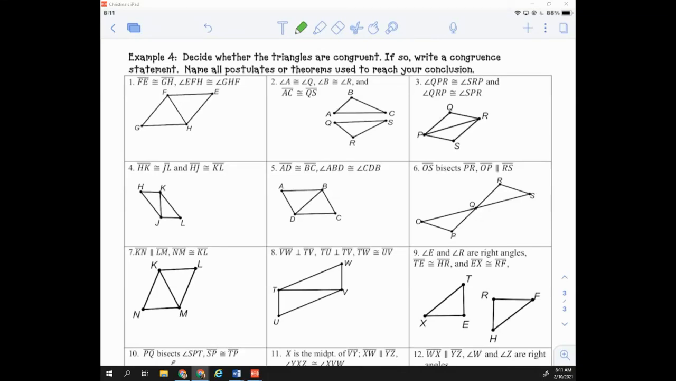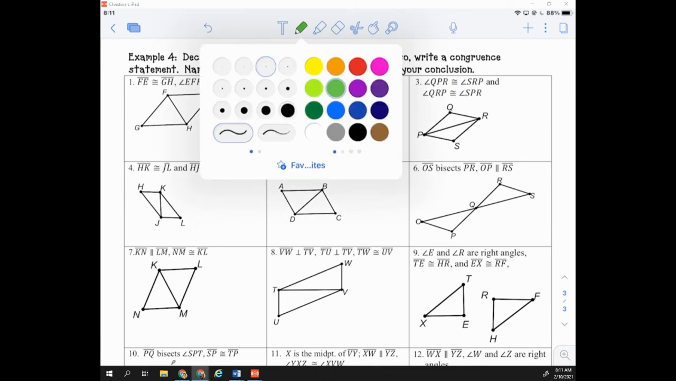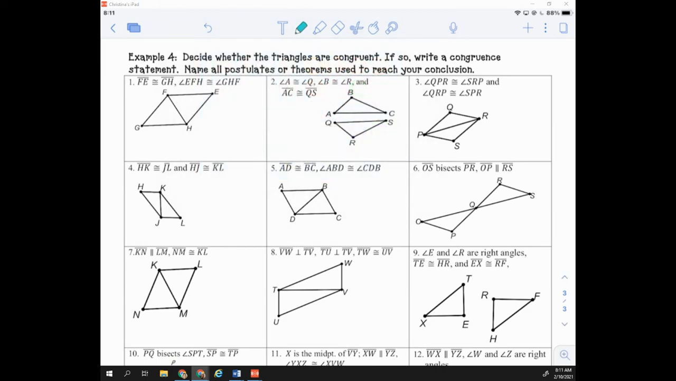Now we are going to use our conjectures to decide whether the triangles are congruent. If they are congruent, we're going to write a congruence statement, and we're going to provide the conjectures that show that they are congruent. So let's just start with number one.